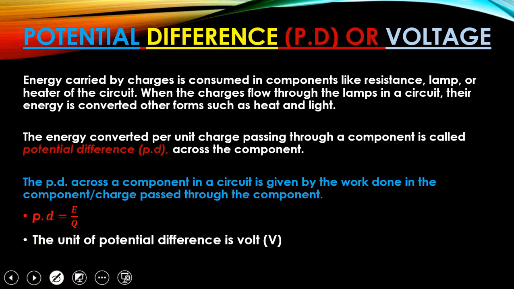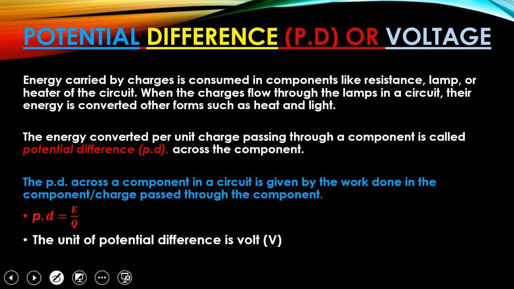Energy carried by charges is consumed in the components like a resistance, lamp or heater of the circuit. When the charge flows through the lamps in the circuit, their energy is converted into forms such as heat, light energy, sound energy and more. The energy converted per unit charge passing through a component is called the potential difference across the component.